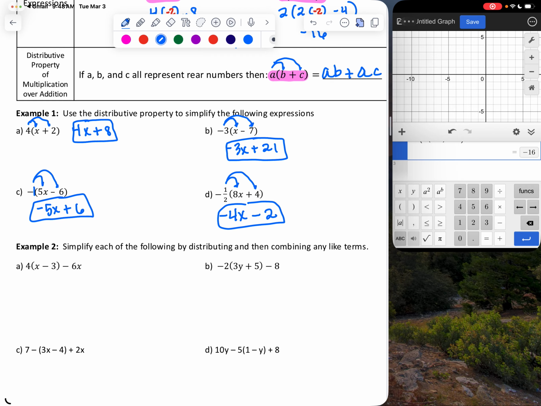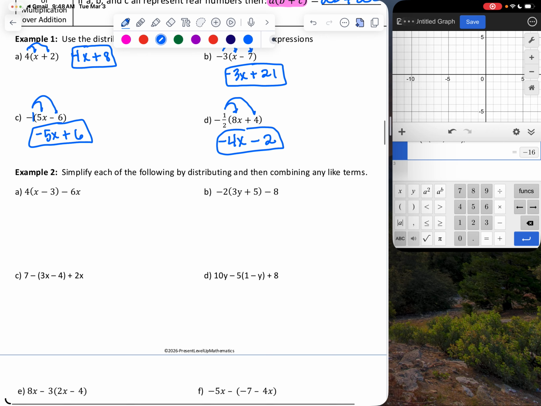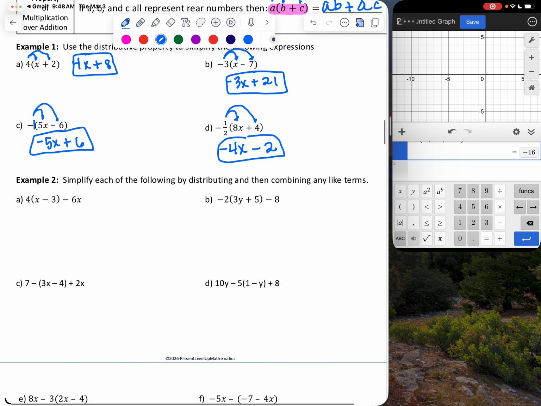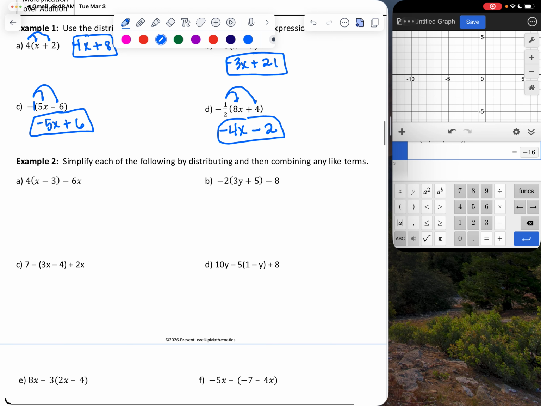In example 2, it says simplify each of the following by distributing and then combining any like terms. So we're going to have an extra step in these problems here. And let me just show you what I mean. In problem A, we have 4 times the quantity x minus 3 minus 6x. So I want to multiply everything in this parenthesis by 4. So 4 times x is 4x. 4 times negative 3 is negative 12, so I'll put minus 12, and then minus 6x.